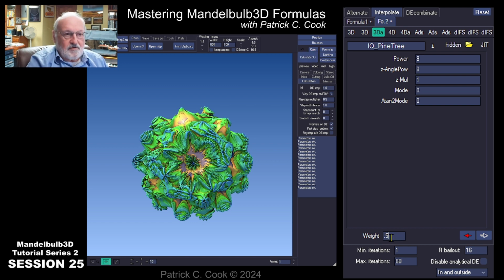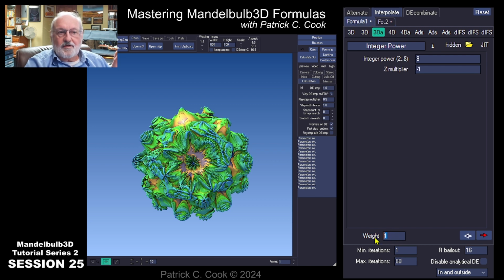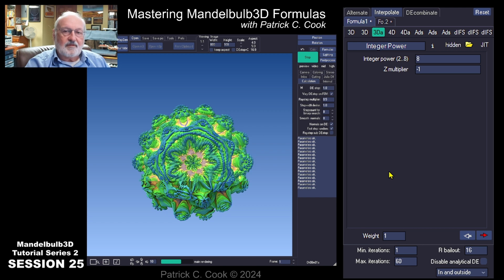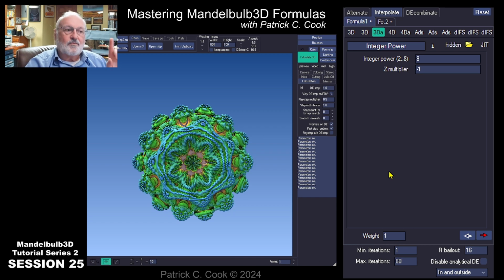Let's come over here and make our IQ Pine Tree 0.1 of 1 of the integer power. Let's run that. And as expected, we're seeing the integer power bulb is more prominent. All right, are you getting the sense for what this averaging does?